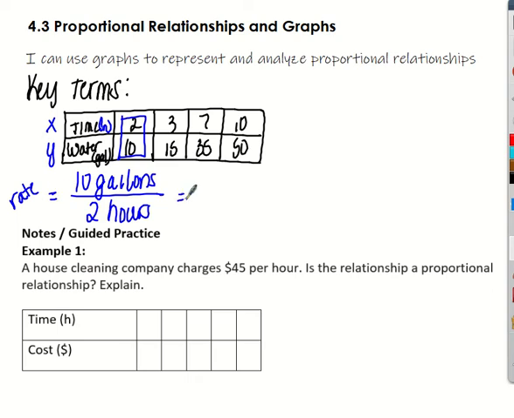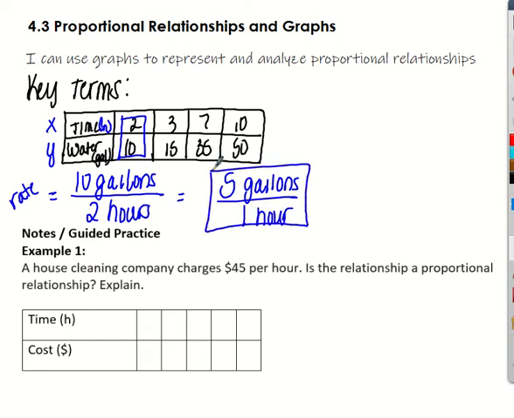Well, if I divide 10 by 2, I end up getting 5 gallons for 1 hour, okay? This is our unit rate, because it's a per 1 unit, right? Let's go back and check. Let me make sure that my y over x's work: 15 over 3 is 5, 35 divided by 7 is 5, and 50 over 10 is also 5.